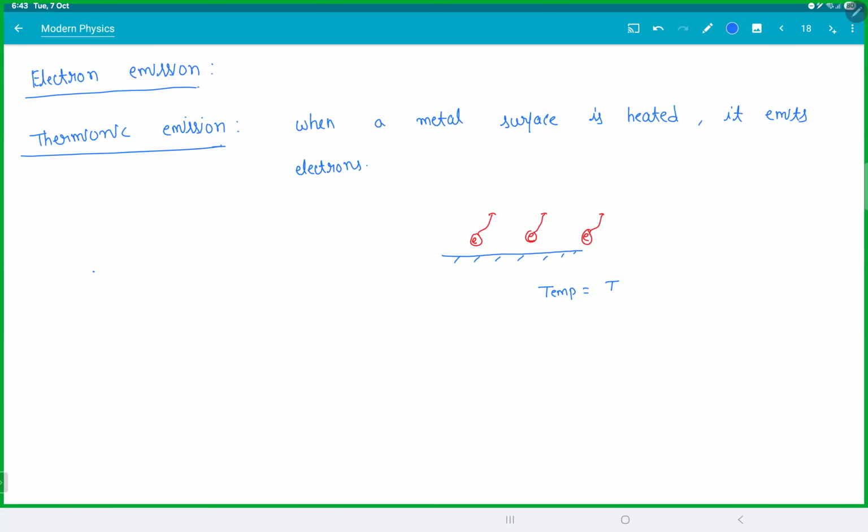The relation for them is given by J equal to A T square e to the power minus phi by kT. Again, not an important formula. Just know that J is your current density, current per unit area. So more electrons, more current. So it depends on temperature. If you increase temperature, you get more electrons. A is a constant. Phi is your work function, which we will see in the photoelectric effect. K is your Boltzmann constant.